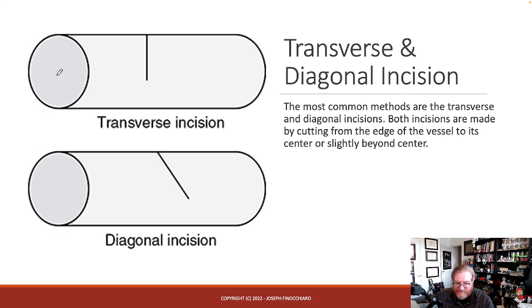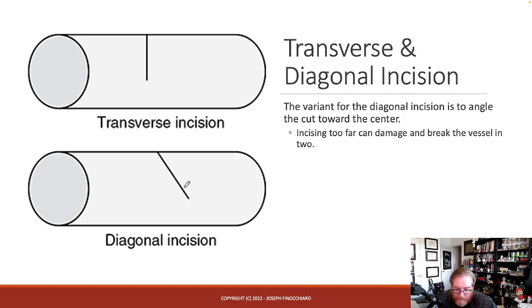So the first is the transverse incision. The most common incisions we use are the transverse or the diagonal. Super easy. Find your vessel, and if it's a transverse, you're cutting it 90 degrees from the edge, straight down the middle. With the diagonal, it's the same thing except not at 90 degrees. Try like 60. The variant is to angle the cut towards the center, so you start here, you go over there, whatever.